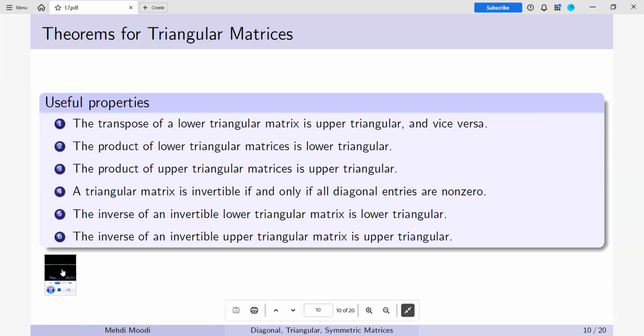This slide lists the main structural properties of triangular matrices. Transpose switches lower and upper. Products preserve the same type. Invertibility depends only on the diagonal entries, and the inverse keeps the same triangular shape.